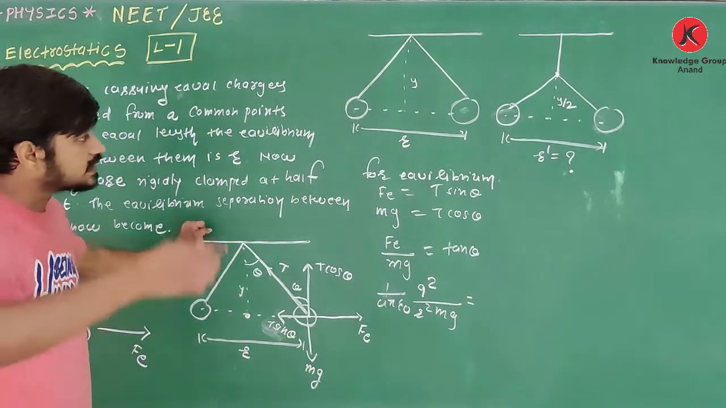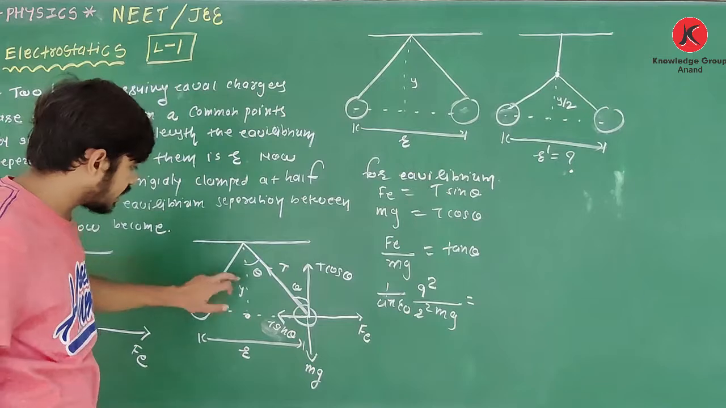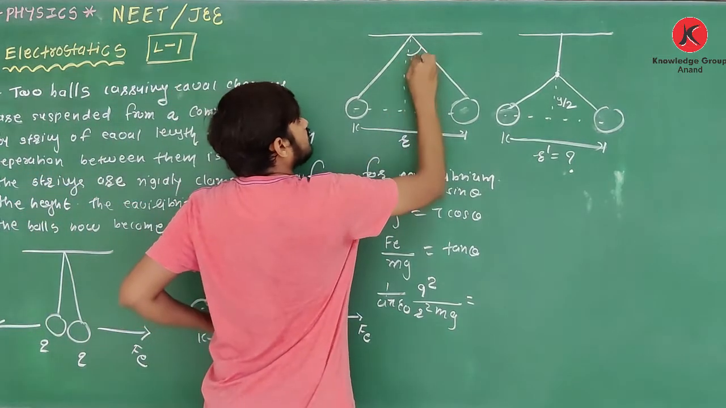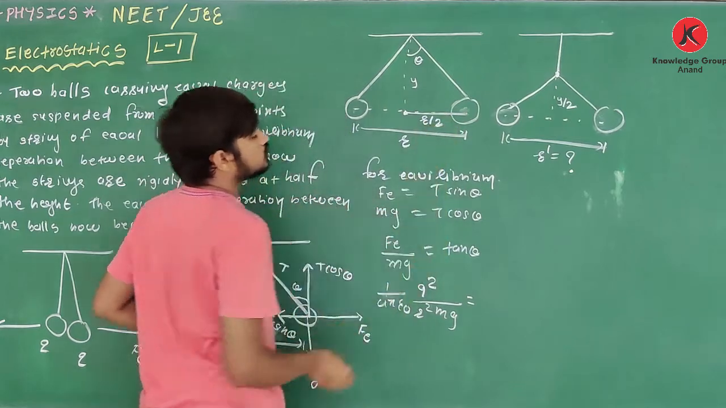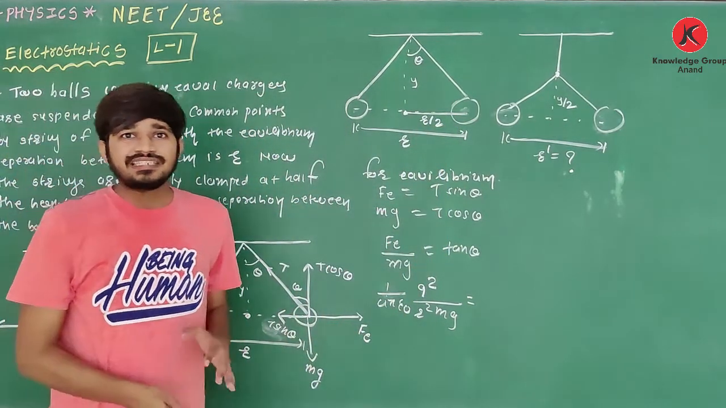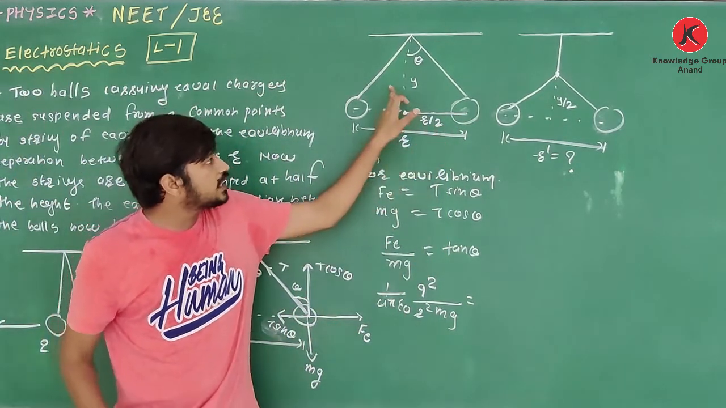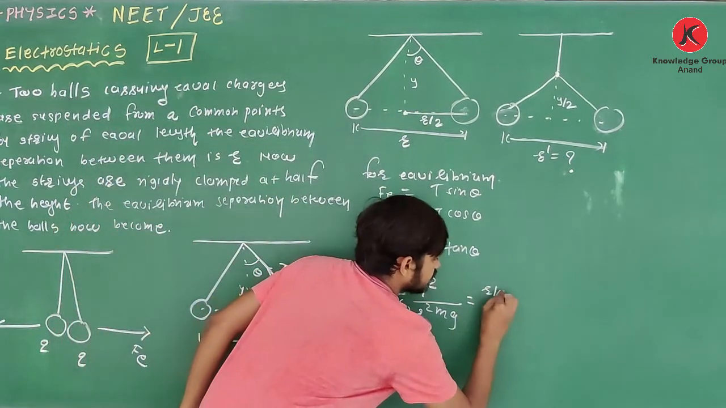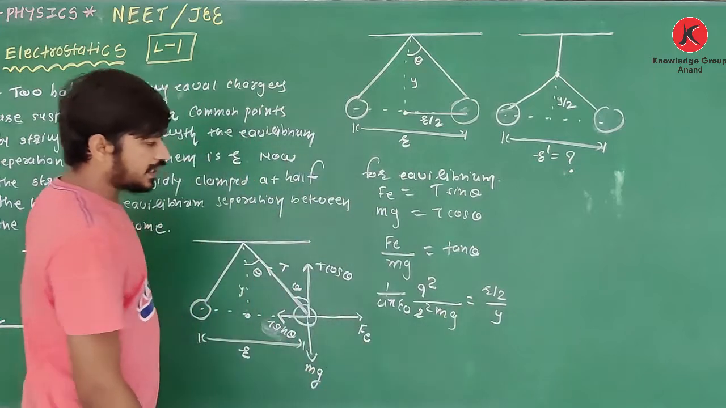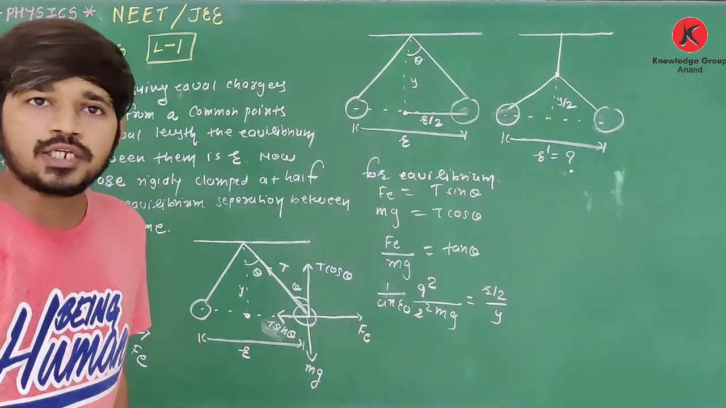What is tan theta? See, angle theta, and this distance is r by 2. So tan theta means opposite side upon adjacent side. So tan theta is r by 2 upon y. Clear about this? It is r by 2 upon y.